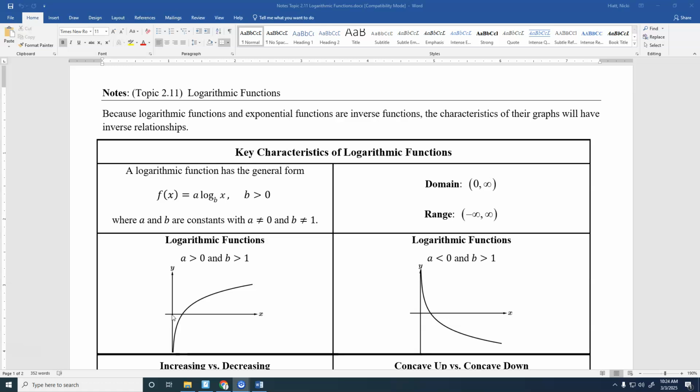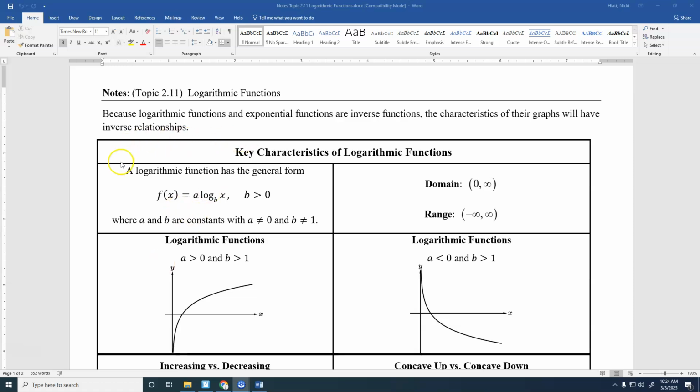So on Thursday, I think, maybe it was Friday for you guys, we did look in the notes about how the log is just a reflection over the line y equals x of the exponential, because those are inverses of each other. So if you flip this back over, we would just have an exponential growth formula. So one thing we can think about is how those two relate.